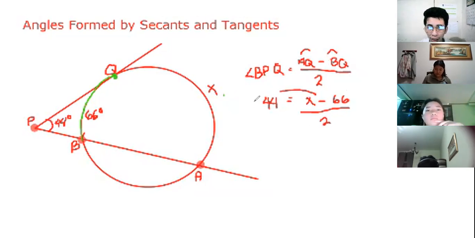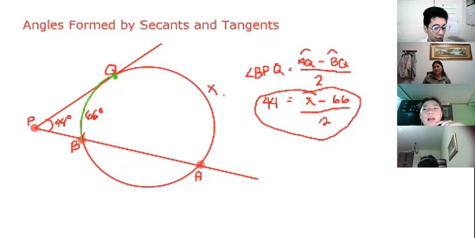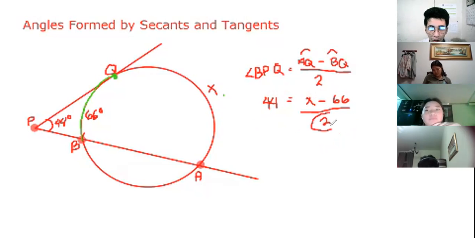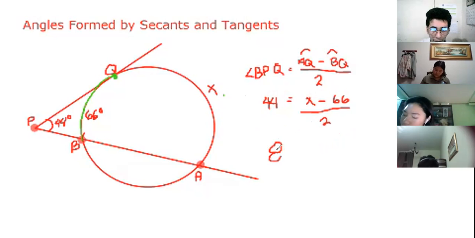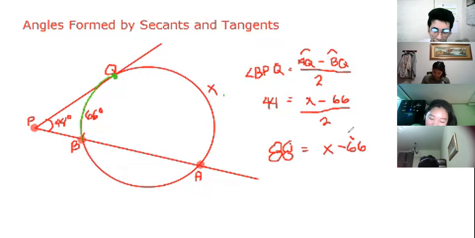So kapag ganito, anong ginagawa natin? Cross multiplication tayo dito or di kaya tanggalin natin si over 2. So i-multiply natin si 2 kay 44. And this will be 88. Magiging 88 na diba? Then equals to x minus 66. So, move natin si negative 66 sa kabilang side of our equation. Kasi kailangan we need to isolate x to know the value of x.